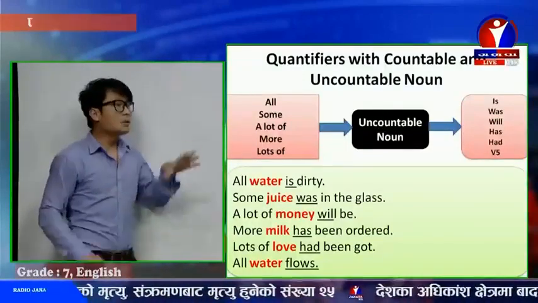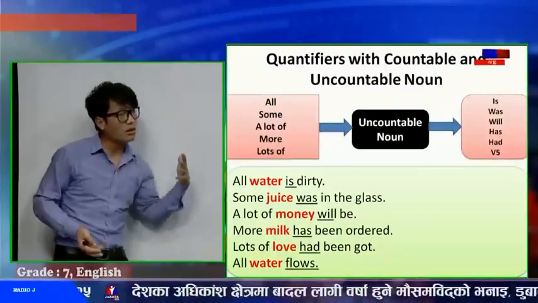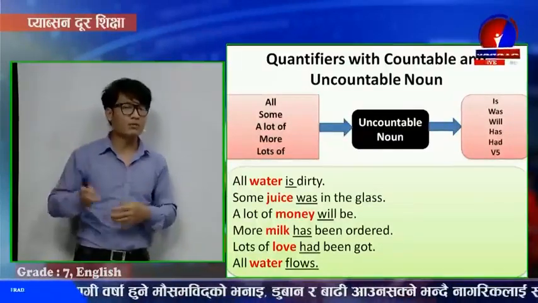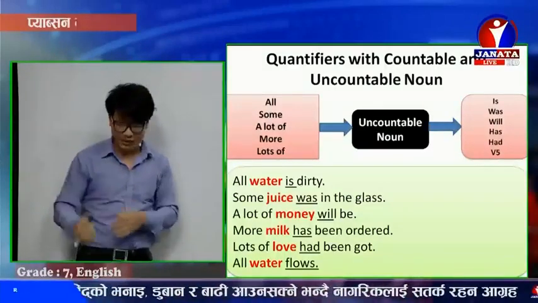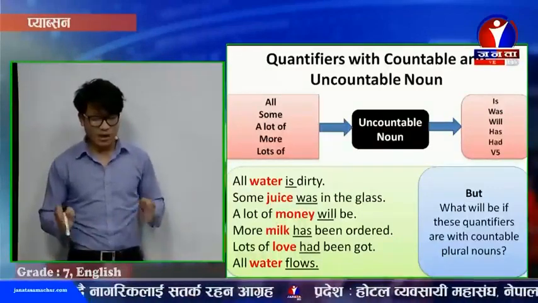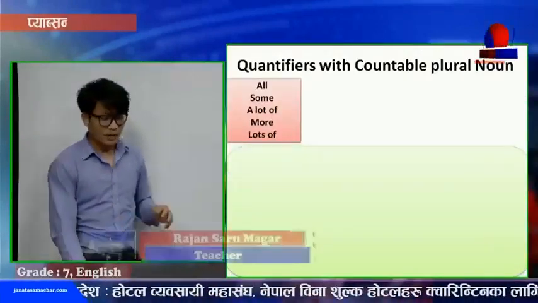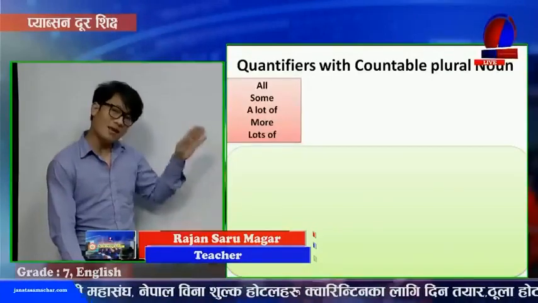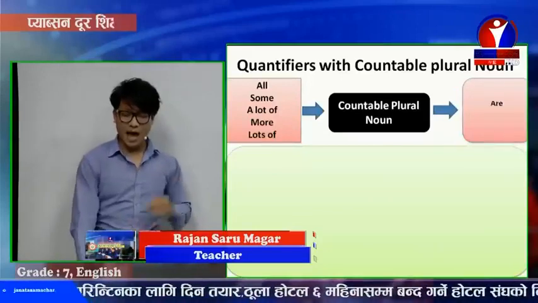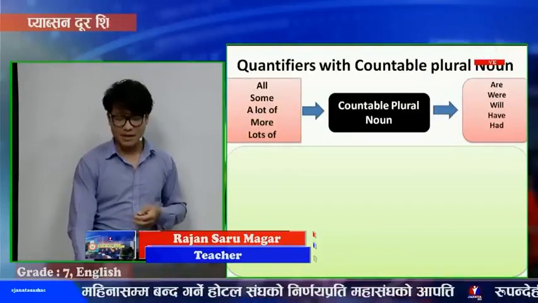So remember. But now the question is: what will it be if these quantifiers come with a countable plural noun? Then what will be the verb? Let's see. With some, all, a lot of, more, and lots of, if there is a countable plural noun, then we use are, were, will, have, had, and verb 1.